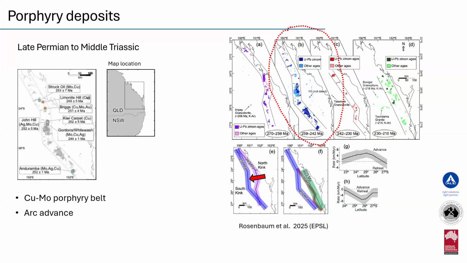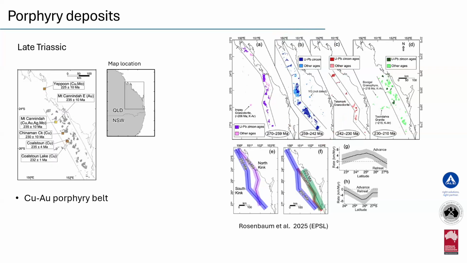So there are some interesting spatial relationships, and our conclusion, based on a number of additional arguments, was that this arc sector is sitting on top of a shallower dipping slab. This rings a bell to what we saw in the Andes. So these are the late Permian to middle Triassic porphyry deposits.